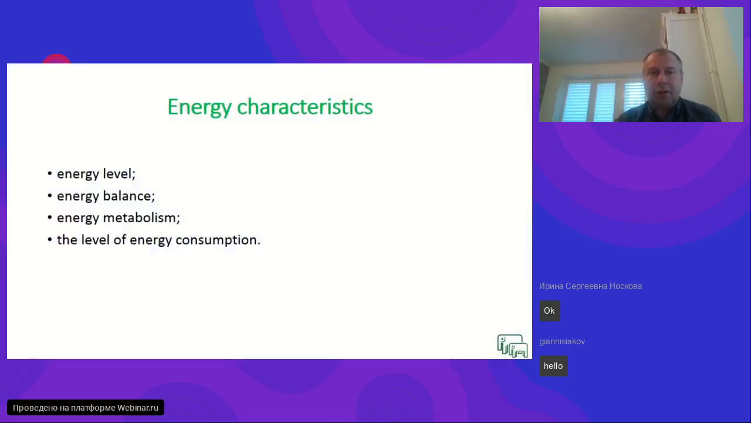Also, we can check energy characteristics of the organism. We can check energy level and energy balance, energy metabolism, and the level of energy consumption. Of course, it is necessary to count the number of calories which we bring to our organism with food, and we must count the calories which we waste during physical activity. For metabolic effects, it is necessary to have a balance between the energy which we introduce with food and the energy which we waste with physical activity.